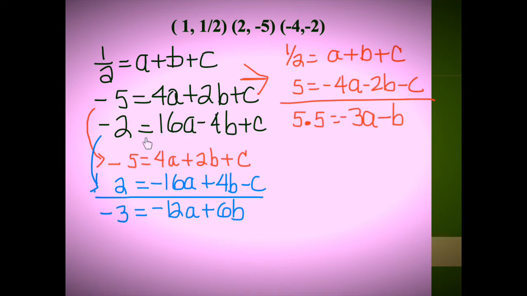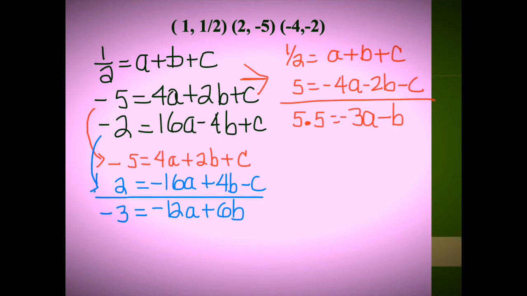All right, so in black, we have our system set up. We're going to come over here, and we're going to take the first equation, write it in red. We're going to take the second equation and multiply it by -1. And when we add down, we get 5½ is equal to -3a minus b.